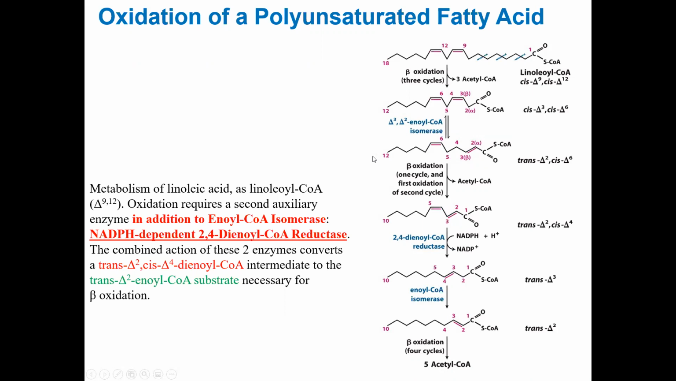From a 12 carbon activated fatty acid to the 10 carbon fatty acid that you are producing right in the middle here, you are carrying out one cycle of beta oxidation and the first oxidation reaction of the second cycle. And so that will give you a trans delta 2, cis delta 4 double bond. That's what they're showing you here. If you wrote just that, that alone is enough. You don't have to write the full fatty acid structure. You are just trying to show that you now have trans delta 2, cis delta 4.